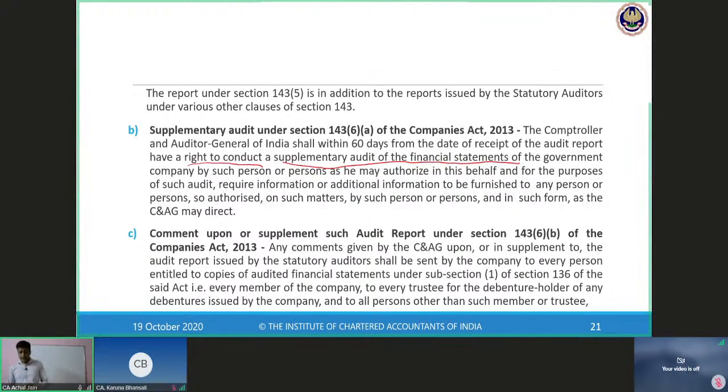Comment upon or supplement such audit report. Any comments. Now, when the CAG will receive these reports, CAG is required to provide its comment on that. Any comments given by CAG upon or in supplement to the audit report issued by the statutory auditors shall be sent by the company to every person entitled to copies of audited financial statements.